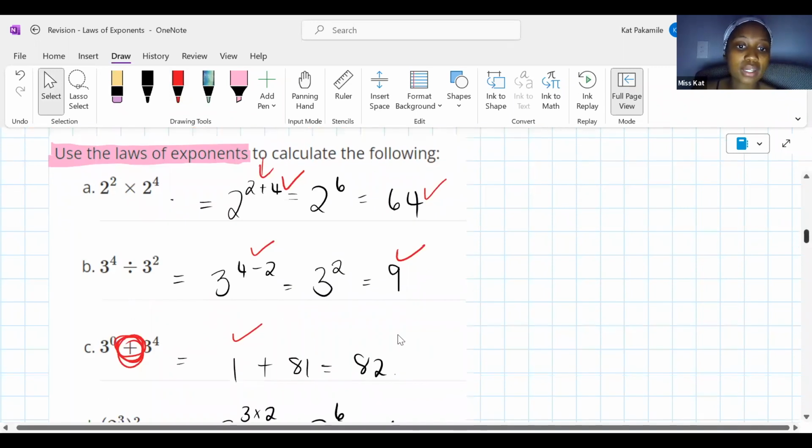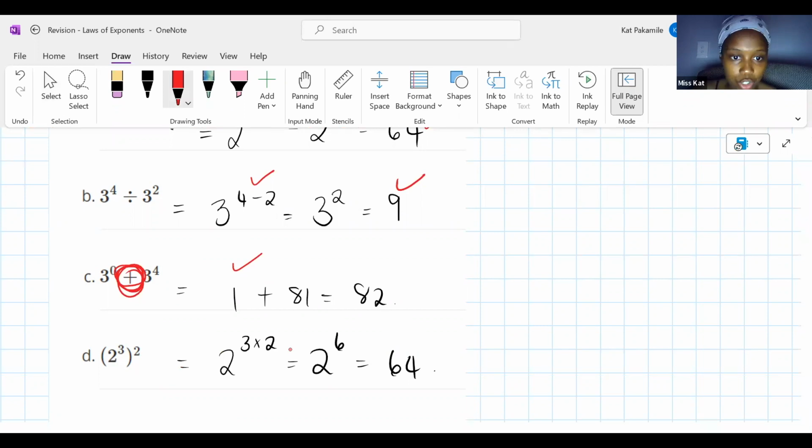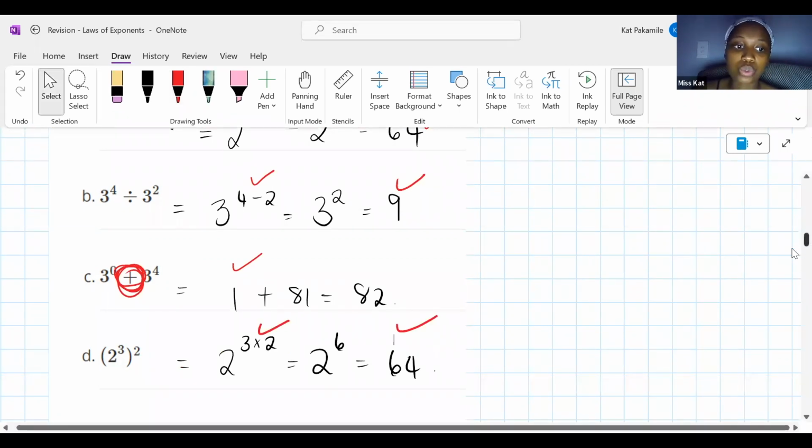And then number D was pretty straightforward. It was power to a power. You get your mark for showing that you know you must multiply. You get your mark for your final answer, which is beautiful.